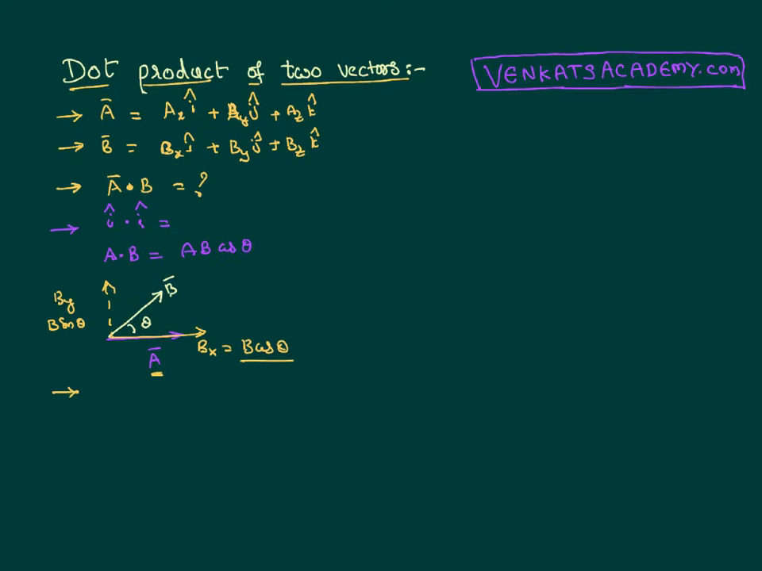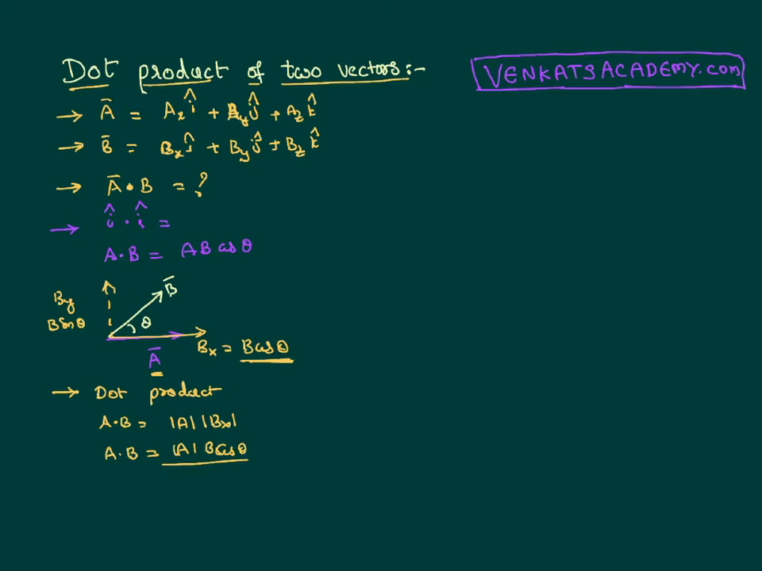Then the product of one vector and the component of the other vector along the direction of the first vector is called dot product. So the dot product of two vectors, a dot b, is the first vector and the component of the second vector along the direction of the first vector, bx. These two are nothing but numbers, therefore the dot product is also a number, a scalar quantity. That's why this product is called scalar product. So the component of b along a, bx, is nothing but b cos theta. This is how we get the formula a dot b equal to ab cos theta.